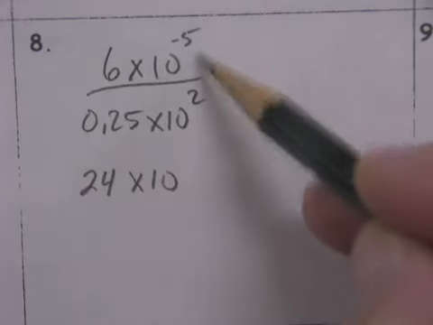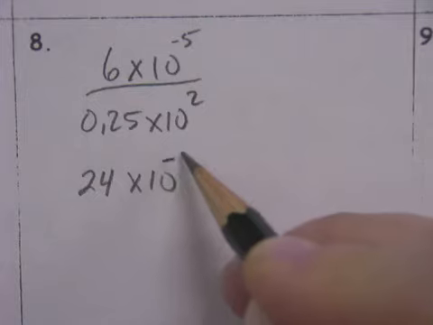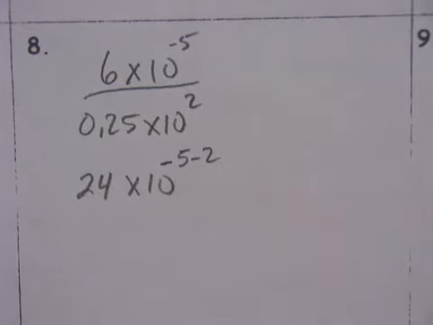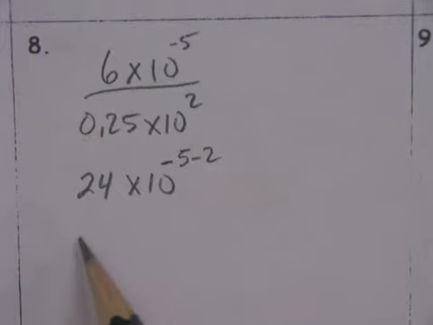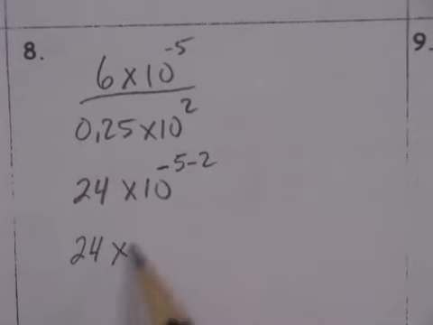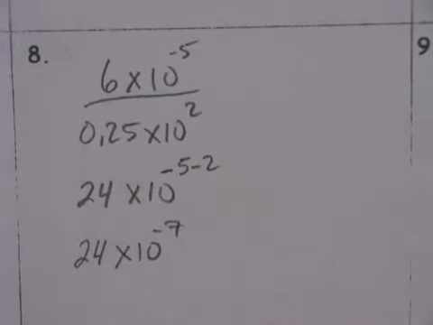Okay, now what does this look like? I'll show the extra step on this. So that's negative 5 minus 2. That's what it really would be, because you're subtracting the exponents. So I'll go one more step, 24 times 10 to the negative 7.